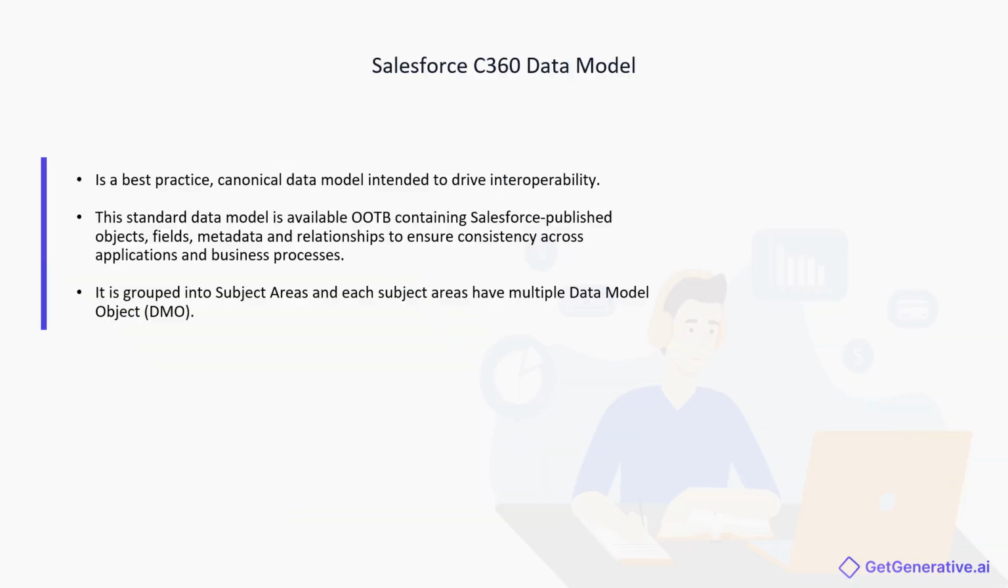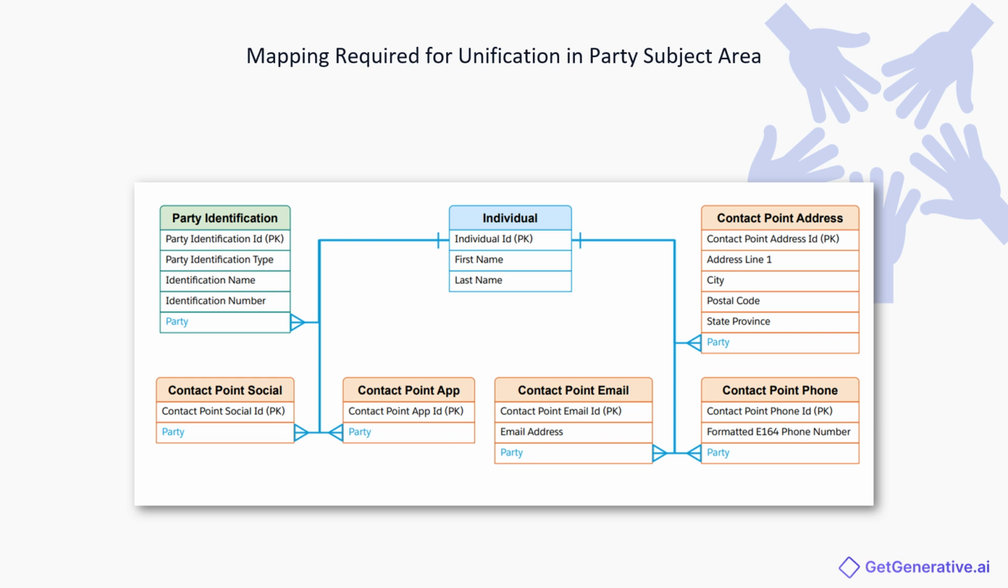But before that, let's complete the theory part. Now, we discussed the Salesforce Customer 360 data model. We discussed that there are hundreds of standard data model objects available in Salesforce. They are divided into subject areas. We looked at one subject area, the party subject area, which stores the information about the individual, its related contact points, and the party identification.